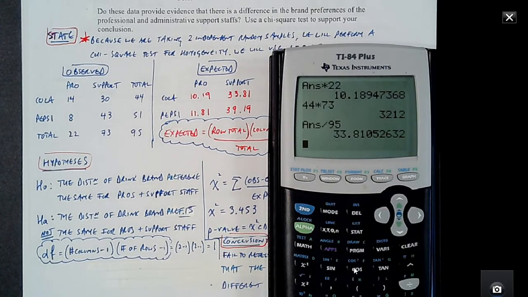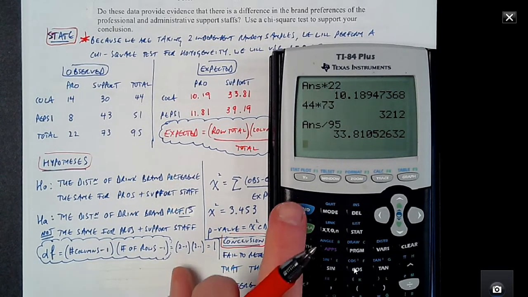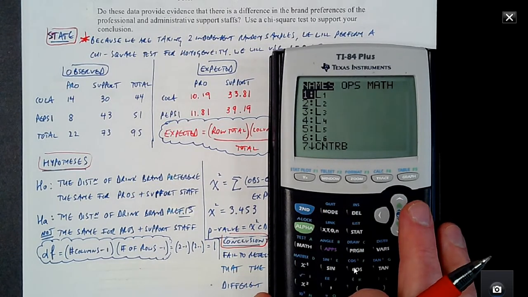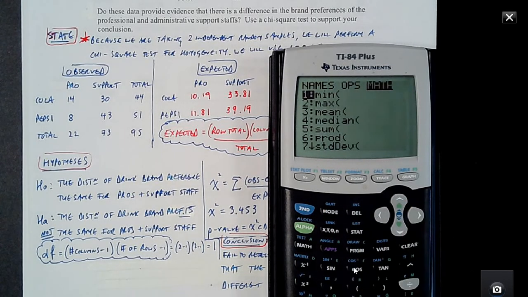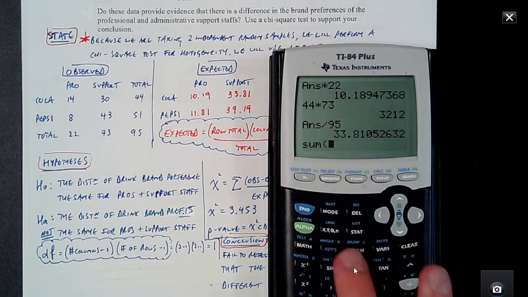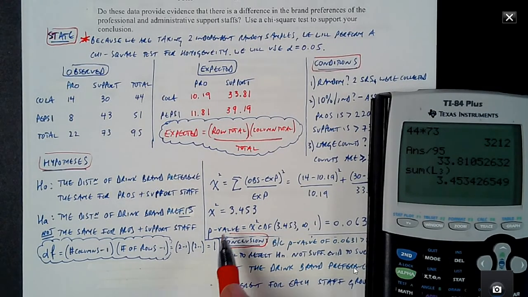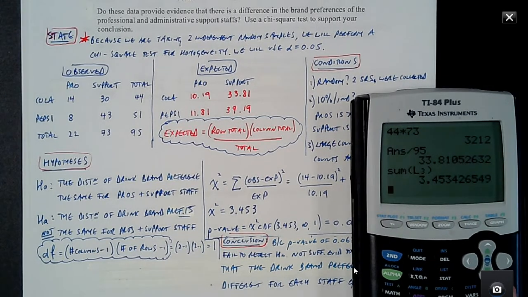So we'll get out of the screen. To sum it up, we're going to go to List, so second list, go across to Math, and then go down to number 5. And we stored everything in L3. So we could do that. And as you can see, we get a value of 3.453. So that's our chi-squared test statistic of 3.453.